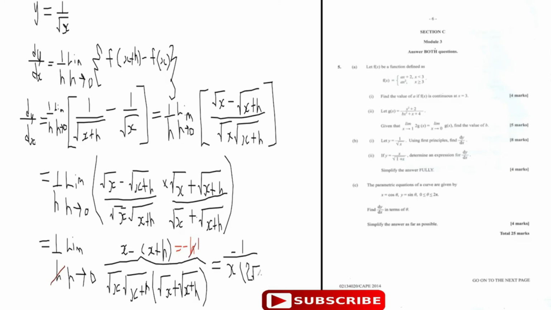All right, nice. So this works out to be minus 1 over 2x root x. Nice and easy. So that's dy by dx. This is the answer: minus 1 over 2x root x. That's dy by dx.